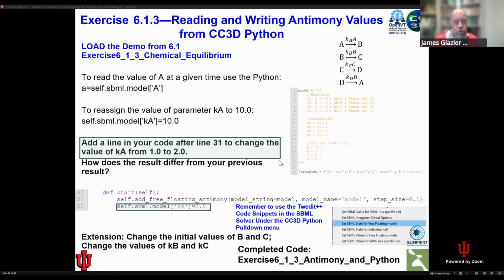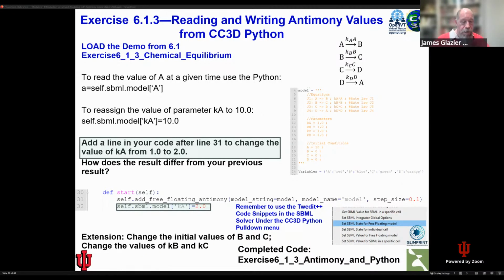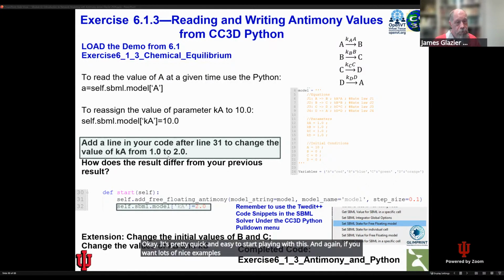If you want to be adventurous, you could look back at that event definition at time greater than 10, or in this case, probably at time greater than 2 or 300. You could say A equals A plus 10 and see what that does. I had talked about events. An event would be something like at time greater than 200 on. It's pretty quick and easy to start playing with this. And again, if you want lots of nice examples, go to Tellurium and read the docs. There are beautiful examples there.